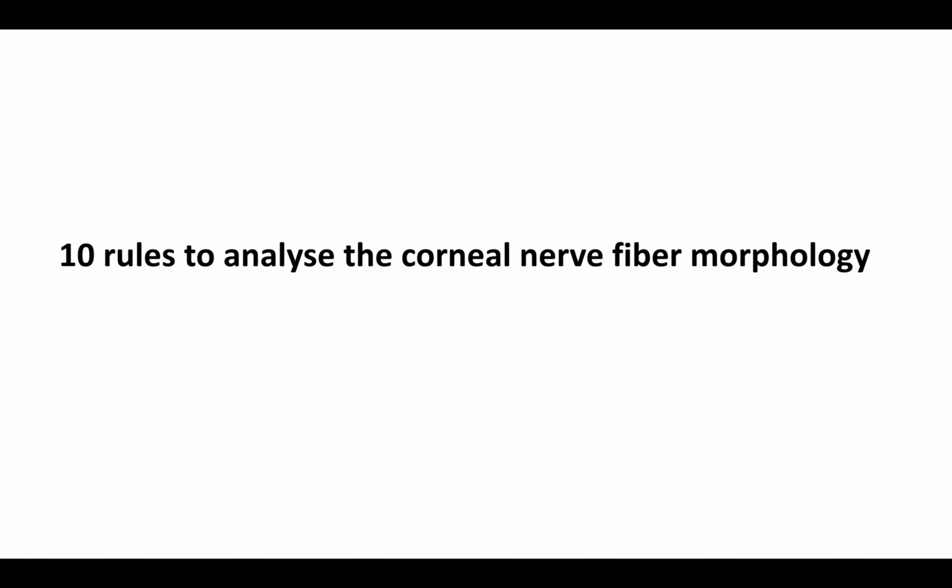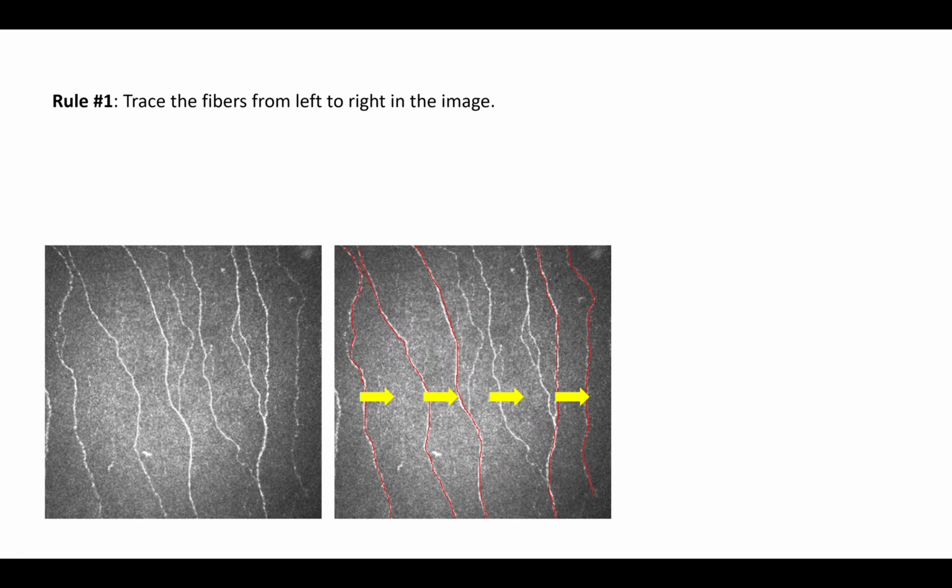There are 10 rules to analyze the corneal nerve fiber morphology. Rule 1. Trace the fibers from left to right in the image.